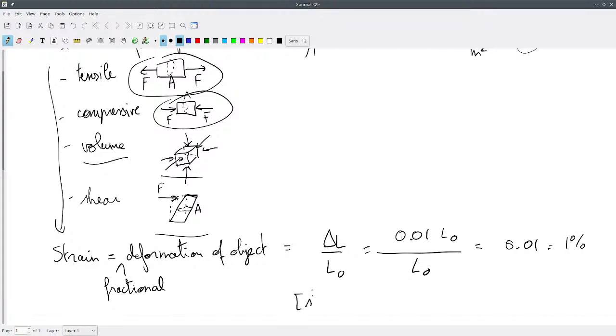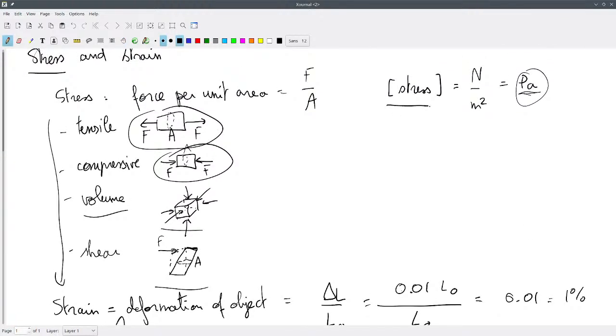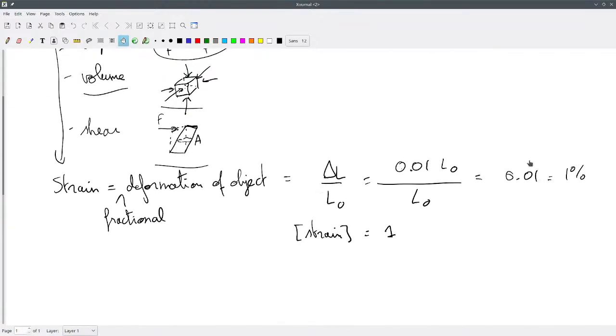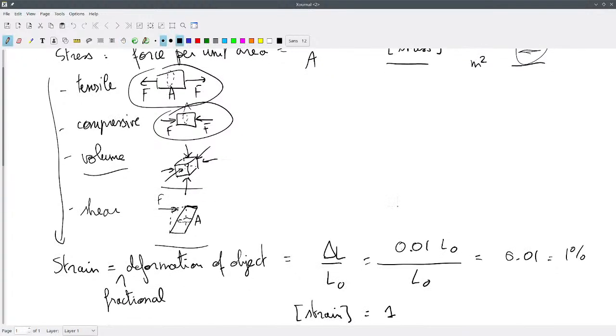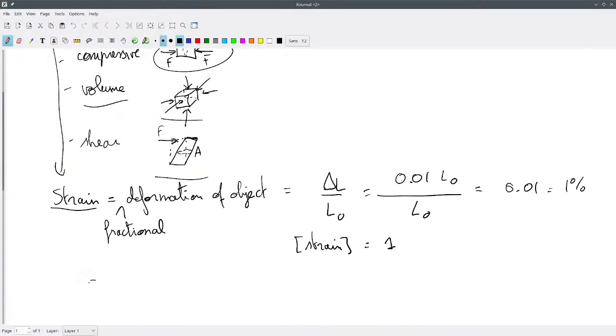So the strain has units that are dimensionless. So it's a dimensionless quantity, whereas the stress itself is in units of Pascal. Now I already indicated that the stress causes strain, causes deformation, and of course there will be a connection between the two, and that's what we're going to talk about in this chapter. So the stress will be equal to the elastic modulus times the strain.